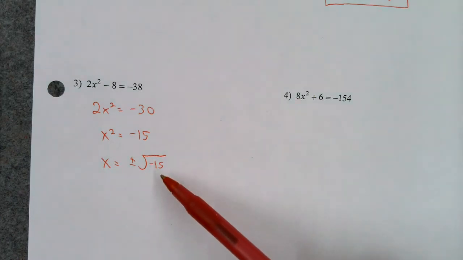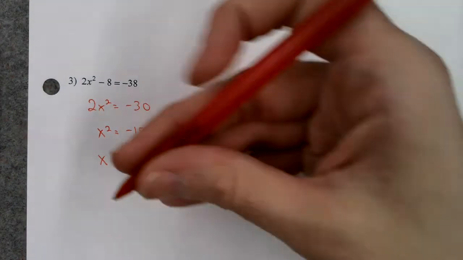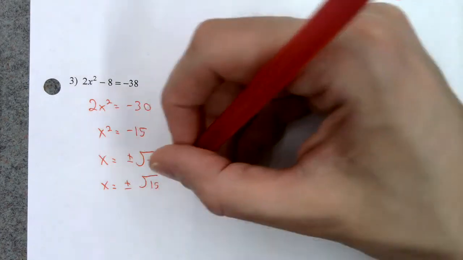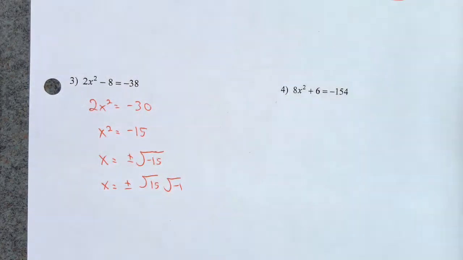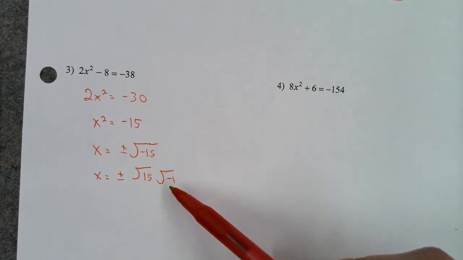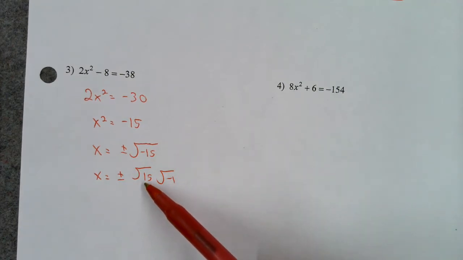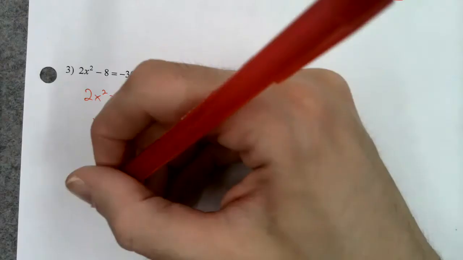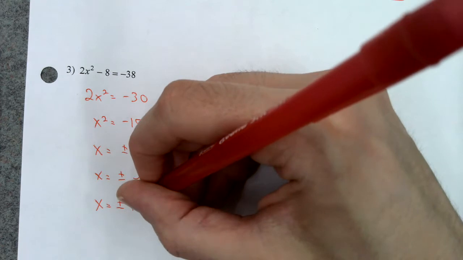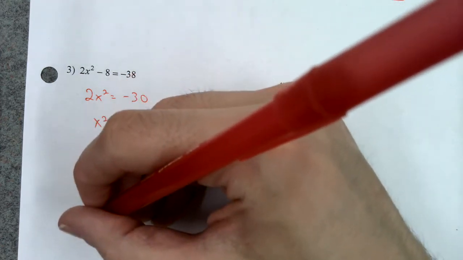And then you want to see if you can simplify that. Now you can definitely break this apart into square root of 15 times square root of negative 1. And the square root of negative 1 becomes i, but you cannot simplify the square root of 15, so that's going to stay. So my final answer is going to be written like this: positive and negative i square root of 15, like that.